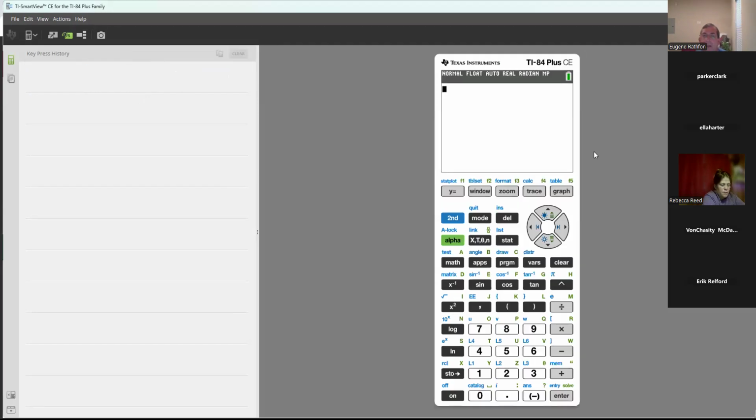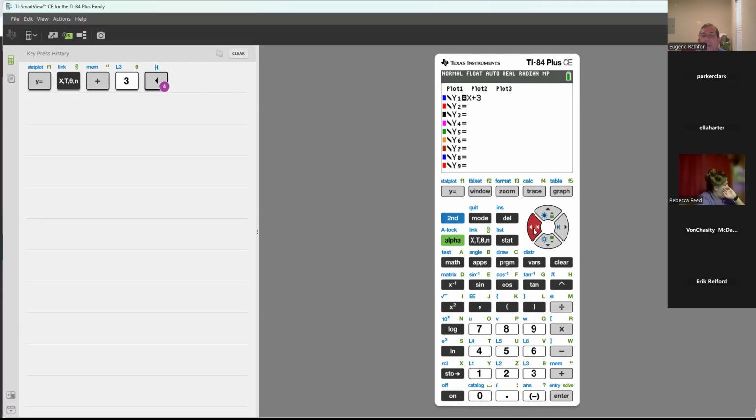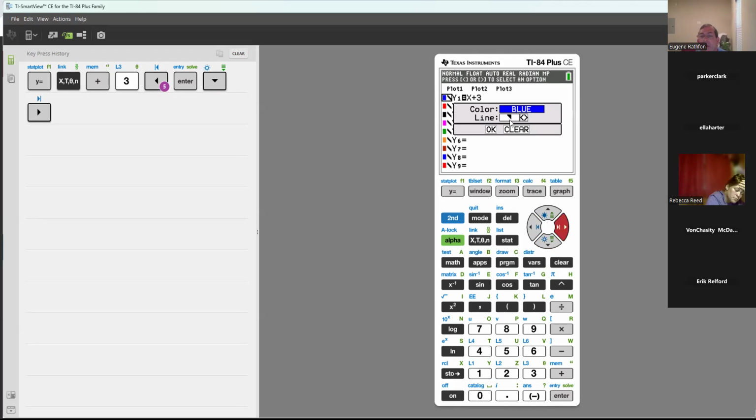So let me click the calculators over. So the same thing on this one. Go to y equals, put in x plus 3. Arrow all the way left. But remember, on the newer calculators, when you hit enter, it asks you for the color, which I'll leave blue. And then on the line, I arrow until I get the triangle greater above. And then I'm going to come down and hit OK.